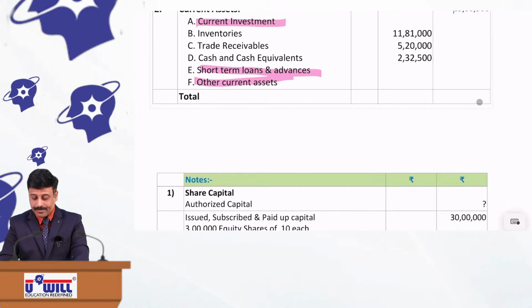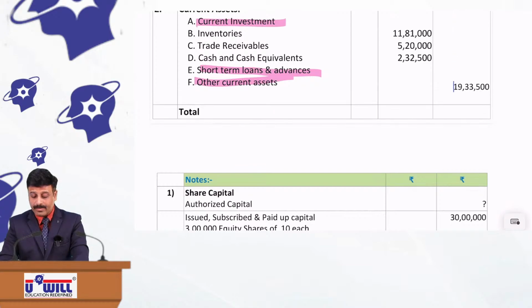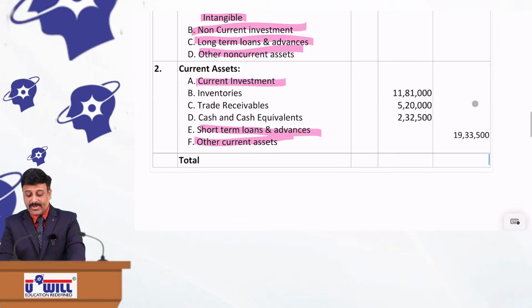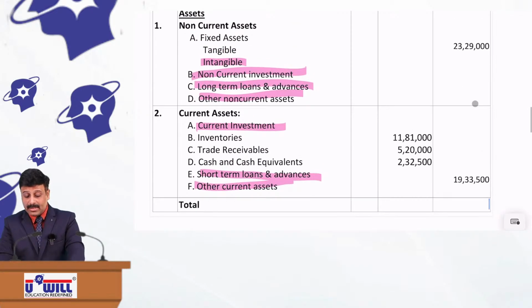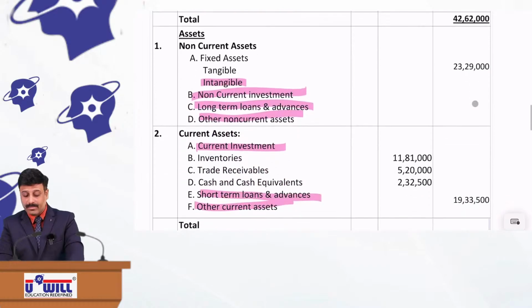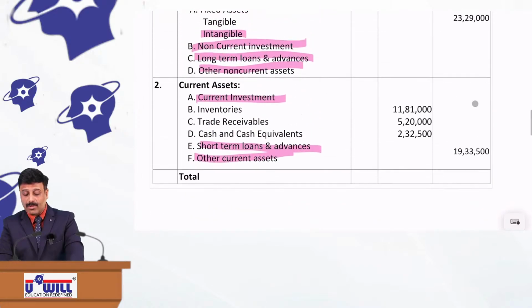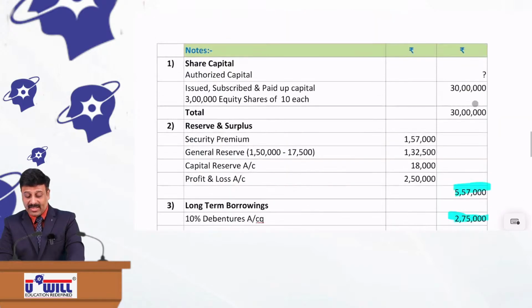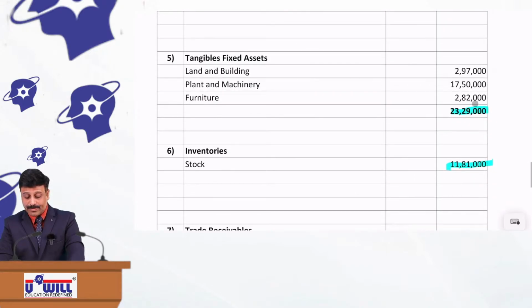19,33,500. And final total, 23,29,000 plus 19,33,500 will come to 42,62,500. I think in 500 there is some difference.